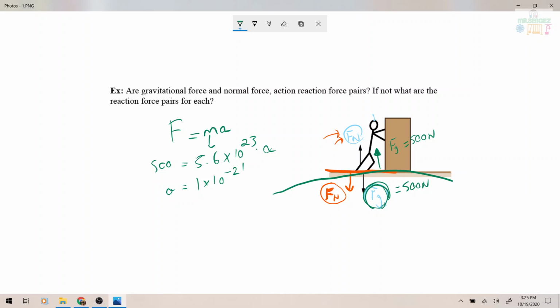So again, the gravitational force and the normal force act on the same object, so they cannot be action-reaction pairs. The reaction pair of the normal force on the person is on the surface, and it's going to be down. The reaction force of the gravitational pull of the Earth on the person is the same gravitational force, up on the Earth. All right, so that's how we are going to solve that first question.